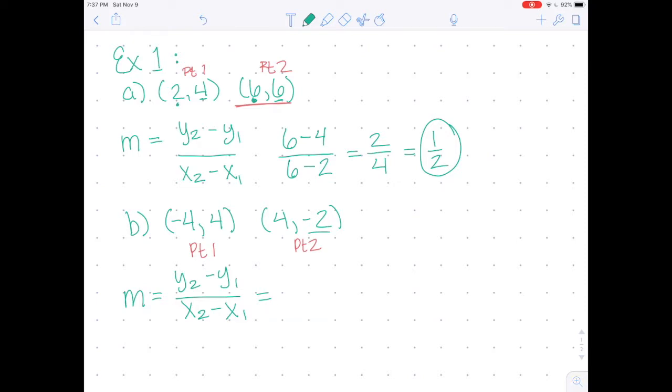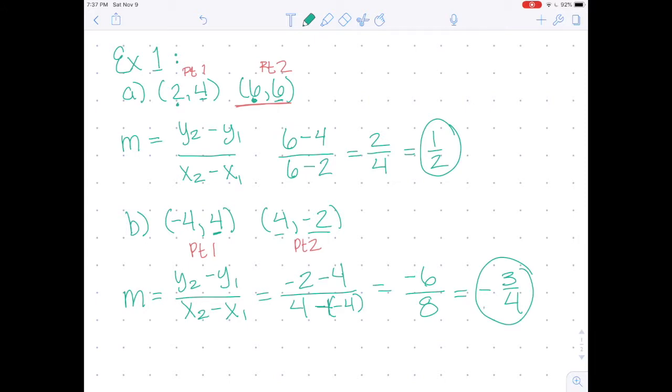So y2 is negative 2 minus y1 is 4 over x2 is 4 minus x1 is negative 4. So negative 2 minus 4 is negative 6. 4 minus negative 4 is actually plus 4, so this is 8. Negative 6 over 8 is negative 3/4. Now, notice this slope is negative, so that means when I draw this on the graph, it's going to go downhill, whereas this one will go uphill.